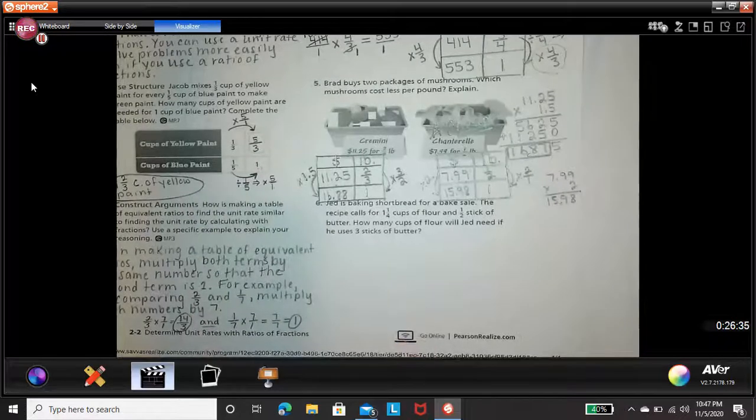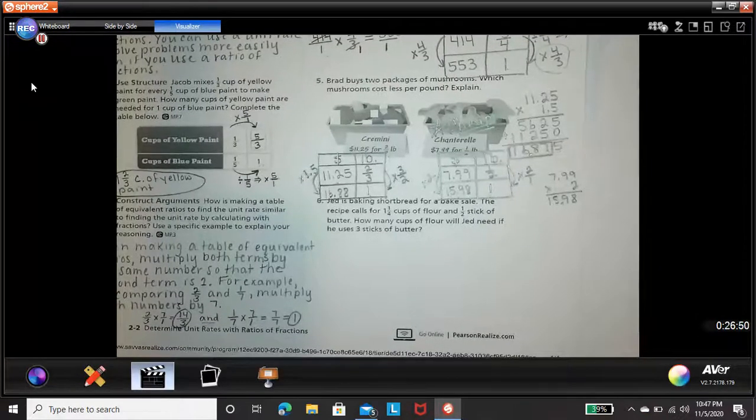All right, last one. Number 6. Jed is baking shortbread for a bake sale. The recipe calls for 1 1/4 cups of flour and 1/2 stick of butter. How many cups of flour will Jed need if he uses 3 sticks of butter?